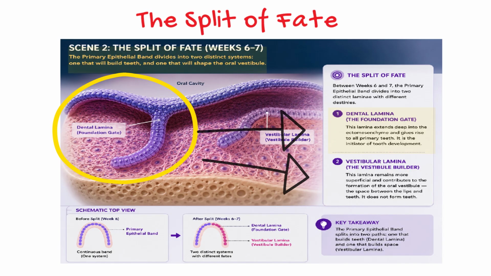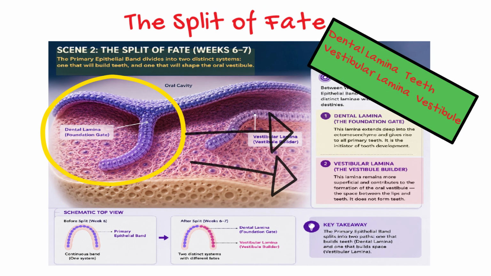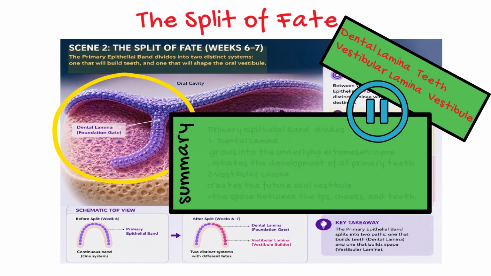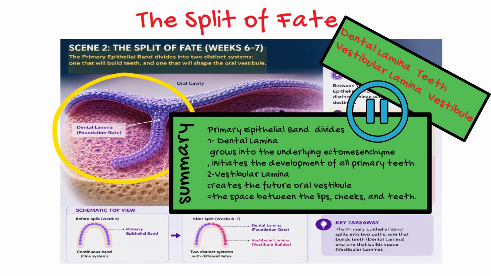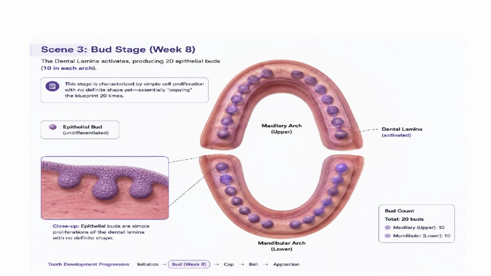Pathway 2, vestibular lamina. This pathway does not participate in tooth formation. Instead, it creates the future oral vestibule, the space between the lips, cheeks, and teeth. Quick exam tip. Dental lamina, teeth. Vestibular lamina, vestibule. As development continues, localized proliferations appear along the dental lamina.